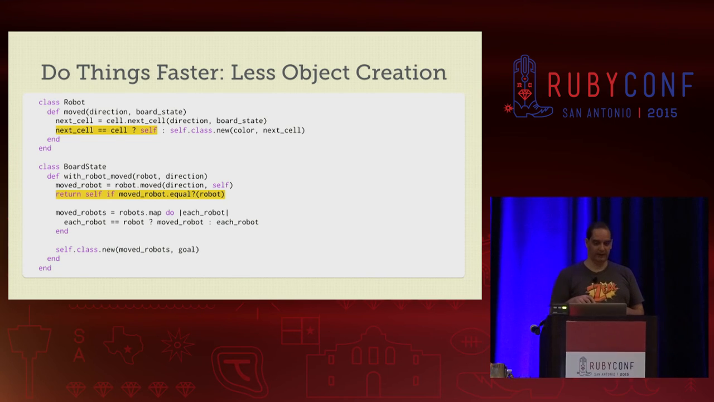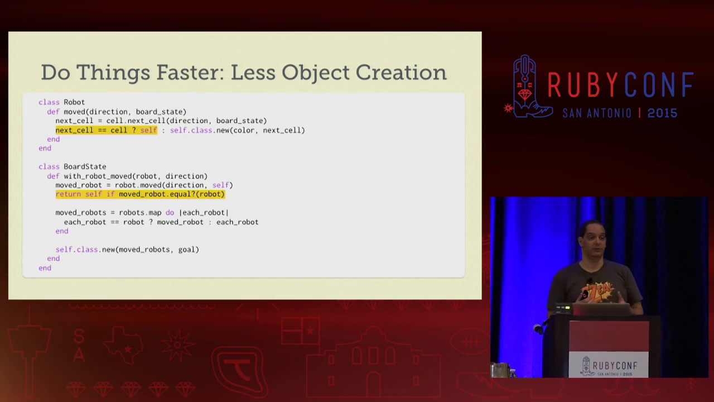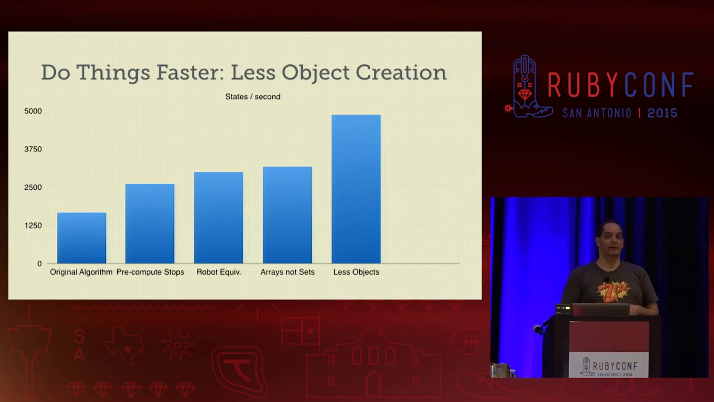And then I check for that in board state, where if I get back the exact same robot object, then I can just early out. That was a pretty big win. Creating fewer objects is always a good win.